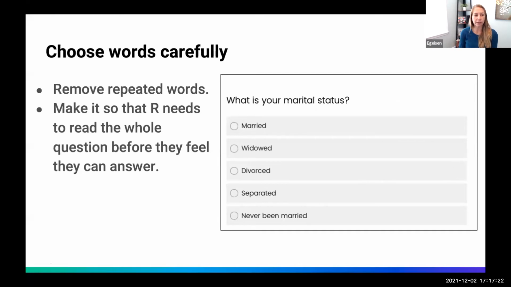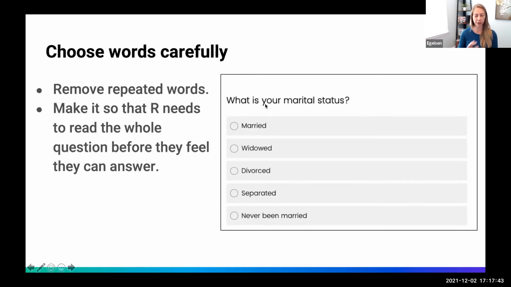So what could we do about this? Instead, I think we could revise the question so that it doesn't read like a yes/no question. And we could reduce the words so that there's no overlap, no repeat. And that way we're training respondents that everything we say is important and should be read and that they shouldn't be skipping information.